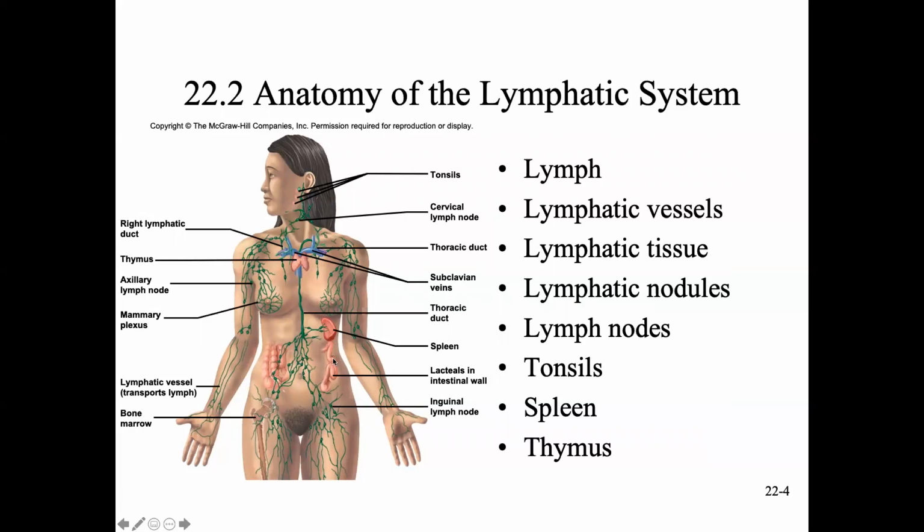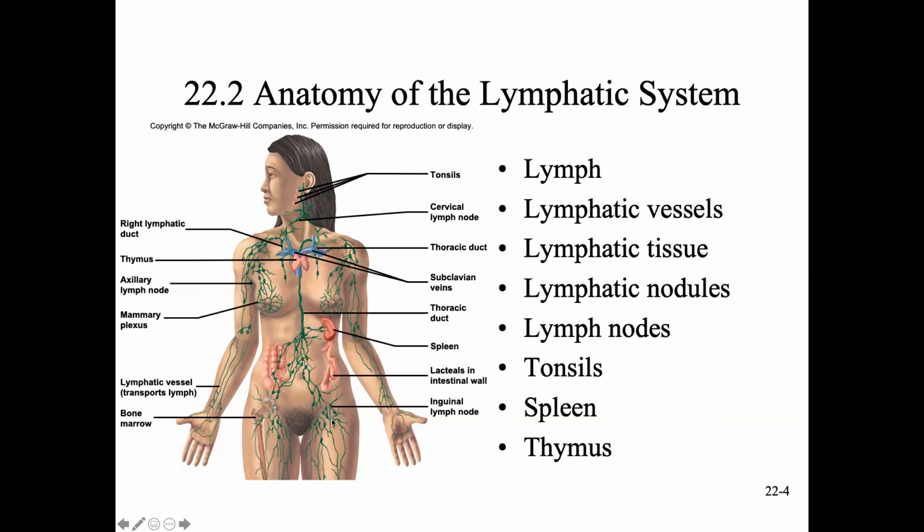Now, because you're receiving fluid from the small intestines, if you're eating and absorbing nutrients, that fluid will also contain fats. The fats that you absorb will then move through the thoracic duct and up into the subclavian vein on the left side of your body. So this left subclavian vein is where we introduce all that fluid from the GI tract.